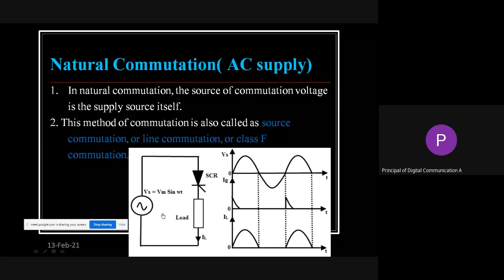When the input source goes in a negative half cycle, at that time whatever voltage this SCR will get will be negative, and that is the reverse voltage applied to the SCR, and the SCR will go in a blocking mode. That is reverse mode, and no current is going to flow through the SCR, and that is the off condition. So that's why the name is given natural commutation.